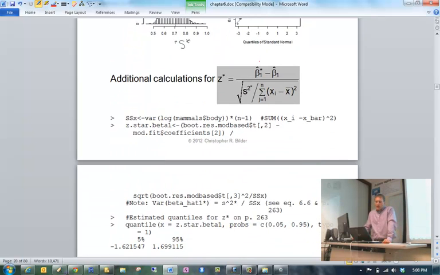So we can also do some additional calculations. How about if I find a standardized value, or studentized value as we call it in this class, a Z star. This is just the usual Z statistic that you normally see, except now I'm calculating it with the resamples instead. How do I do some of these calculations? For example, to get the sum of the xi minus x bar squared, I just simply use the var function multiplied by n minus 1. That's my sums of squares for the x's, often referred to as SSX.